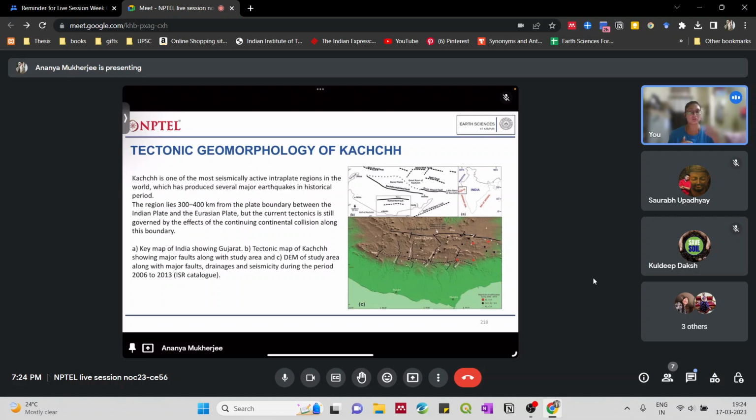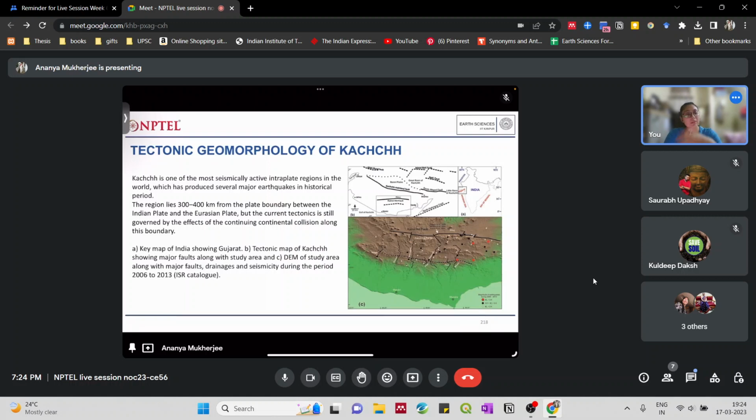Okay, so it is much further away from the plate boundaries that exist between the Indian plate and the Eurasian plate. That is 300 to 400 kilometers away from the plate boundary. But tectonics are very active in this region, because the continental collision is still happening, and we see far field effects in the Kutch region.